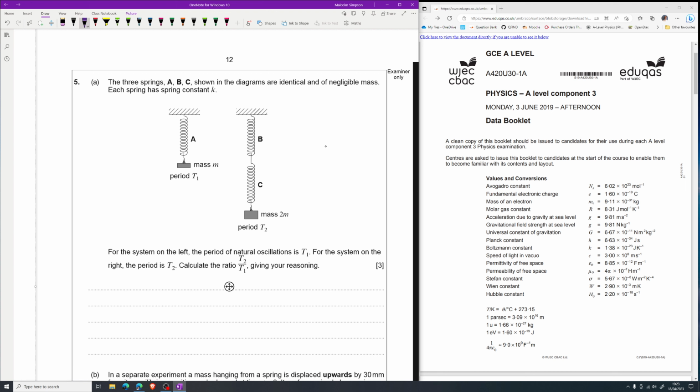And that's it. I think, as it says give your reasoning, this statement and identifying the right equation from the formula sheet, I think that's all we're going to need for that.